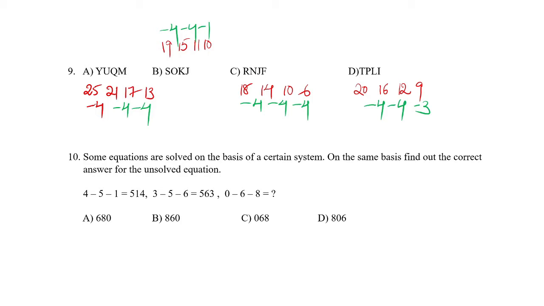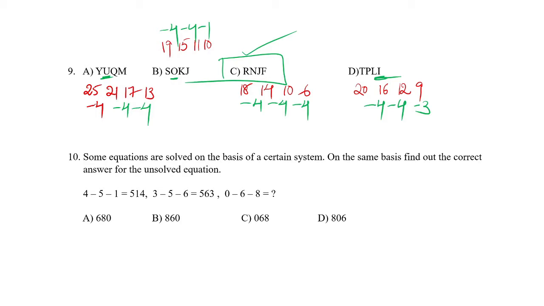Apply another logic for this ninth question. Observe these options. In the first option, there is U. U is a vowel. And in B, O is a vowel. And in option D, I is a vowel. Observe option C: R, N, J and F. There is no vowel. So this is the odd man out: R, N, J, F, because there is no vowel.